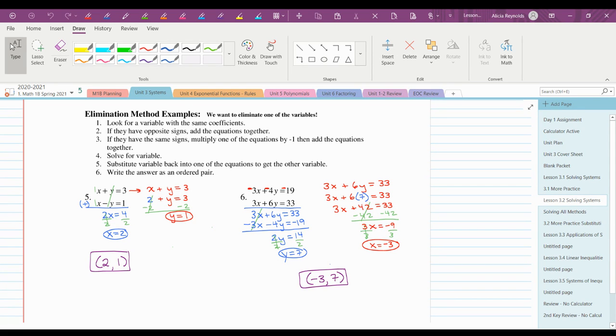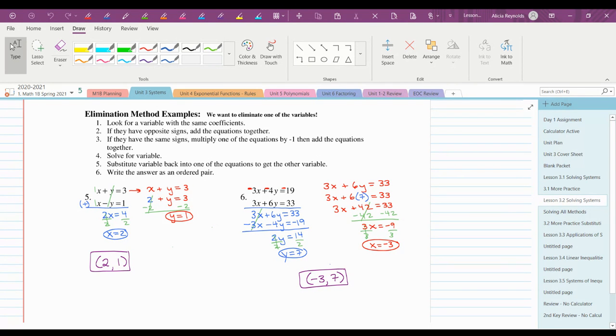Then I can add the equations together and it will cause one of the variables to cancel out, leaving me one variable left to solve for that I can substitute back into one of the equations to find my other variable and give me my ordered pair answer. So for number 5, we see that I have positive x, but I have positive y and negative y. So when I add those equations together, x plus x is 2x, 3 plus 1 is 4, and then 2x equals 4.